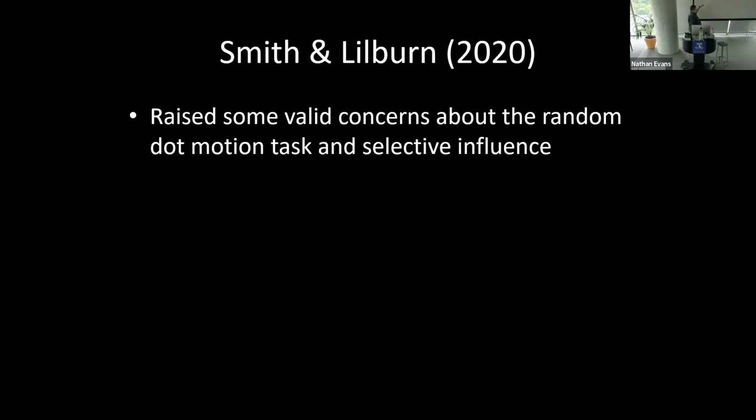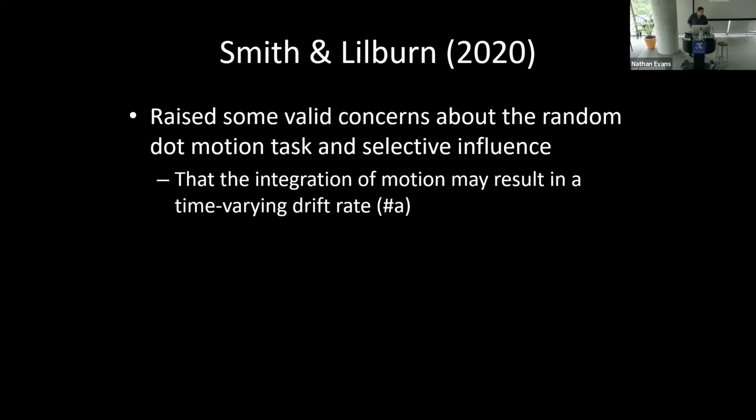Okay, and so some recent-ish work by Phil and Simon Wilbur raises what I think are very valid concerns about the random dot motion task and selective influence. Their key point, with a very thorough literature review, was that they showed good psychophysical evidence that the integration of motion may result in time varying drift rates. So in this random dot motion task, because of the time taken to integrate stuff, I'll show you the plot of it later, you may get a buildup, where drift rate is very small to begin with and then kind of ramps up.